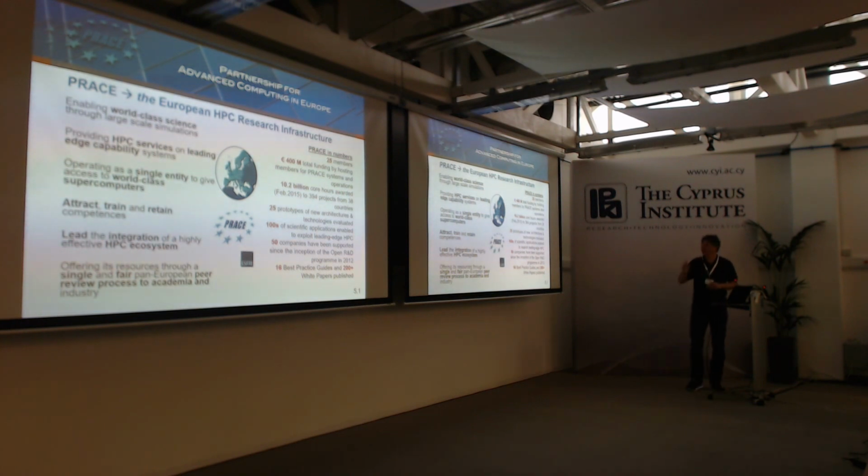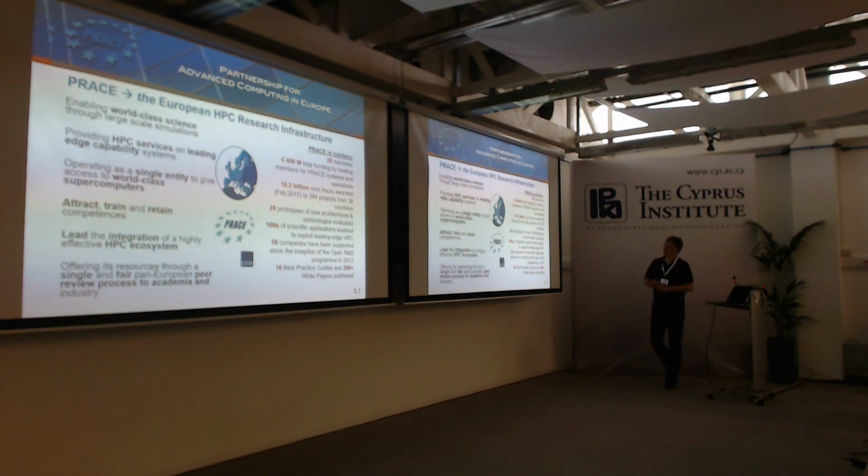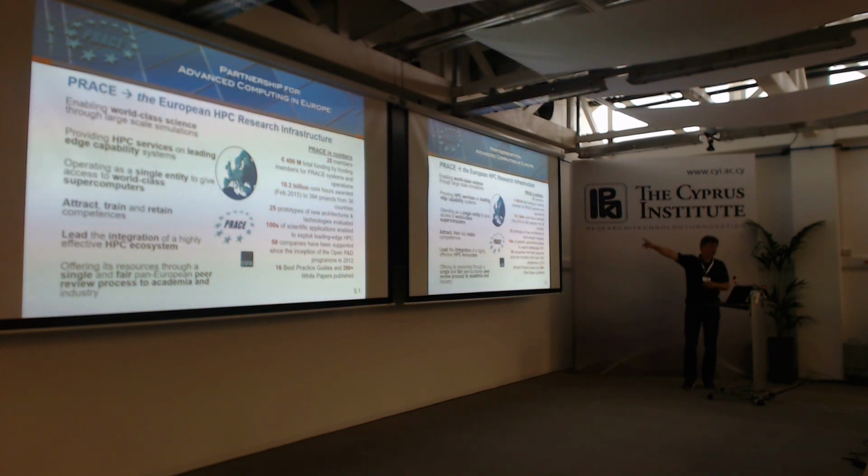Yes, okay, we'll see. So crazy numbers: it's 25 members, 400 million total funded by hosting members for PRACE systems and operations. 10.2 billion core hours awarded during this period from 2012 to 394 projects from 38 countries, and you see already it's 25 members, and all these members are not from 25 countries, it's fewer countries. 25 prototypes of new architecture technologies evaluated, 100 scientific applications enabled, 50 companies have been supported, and 60 best practice guides and more than 200 white papers have been published. That's just an overview of this project.